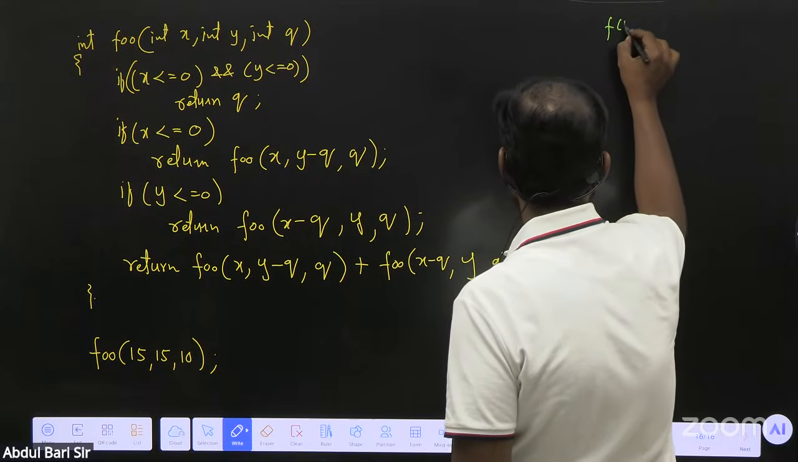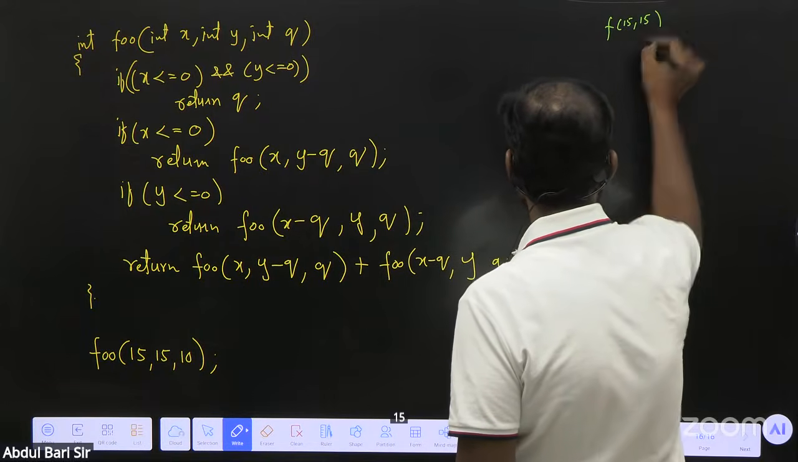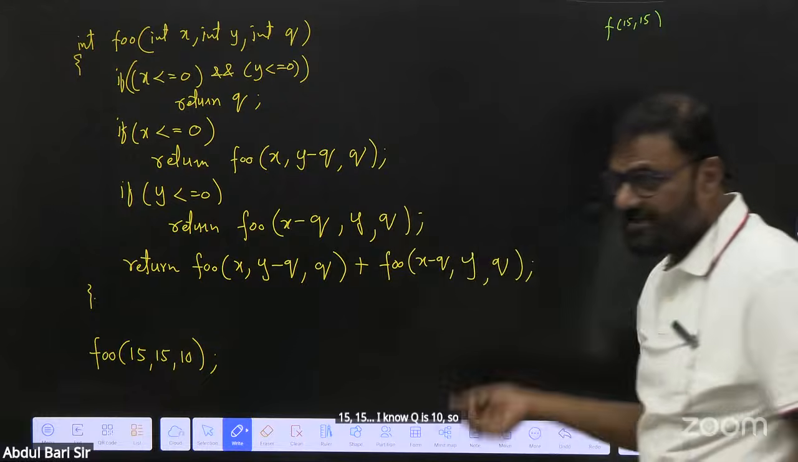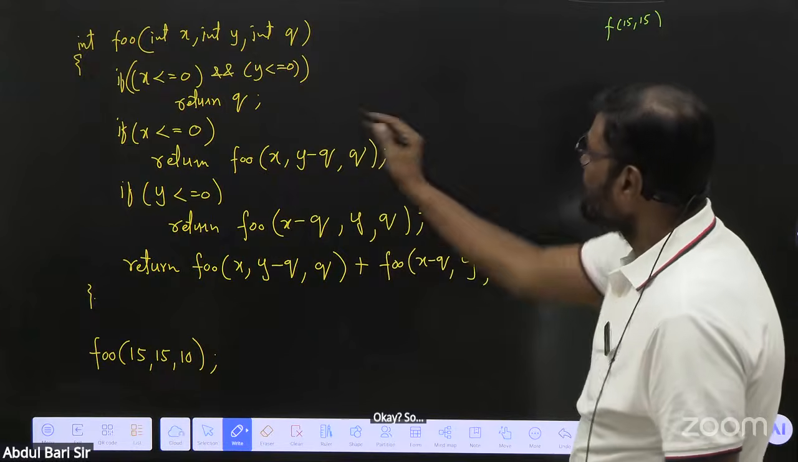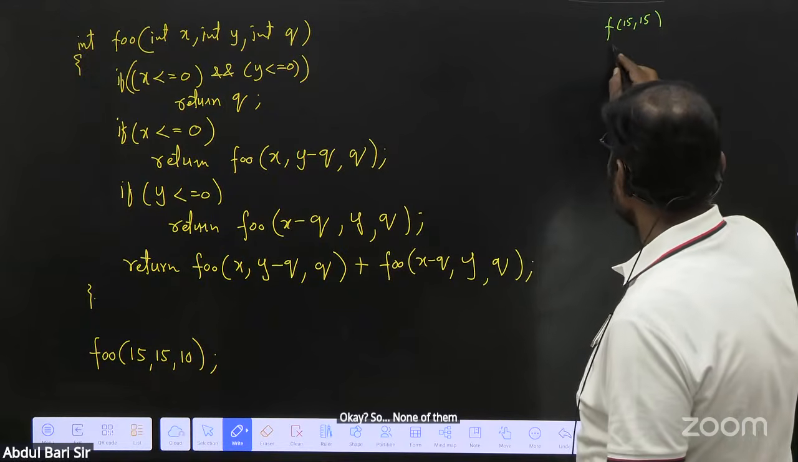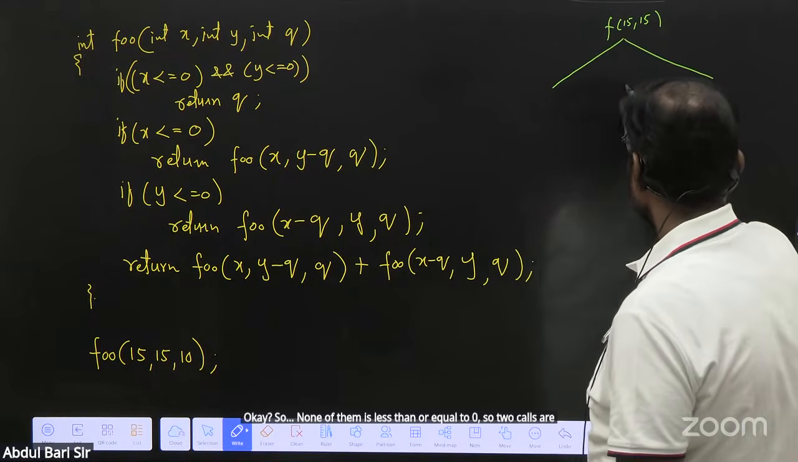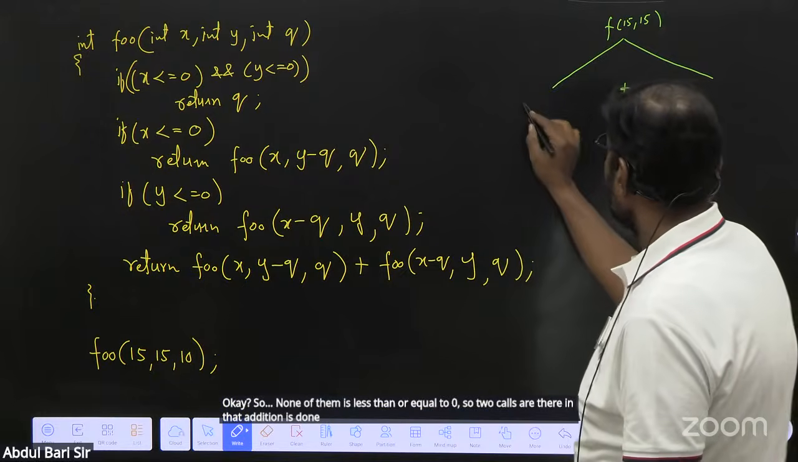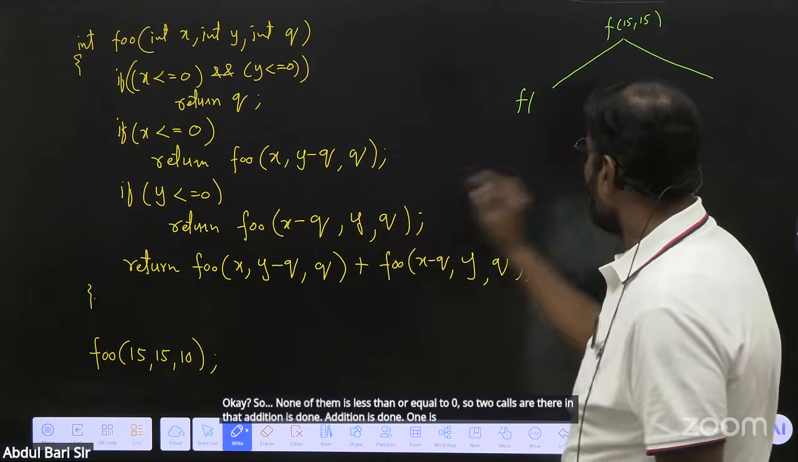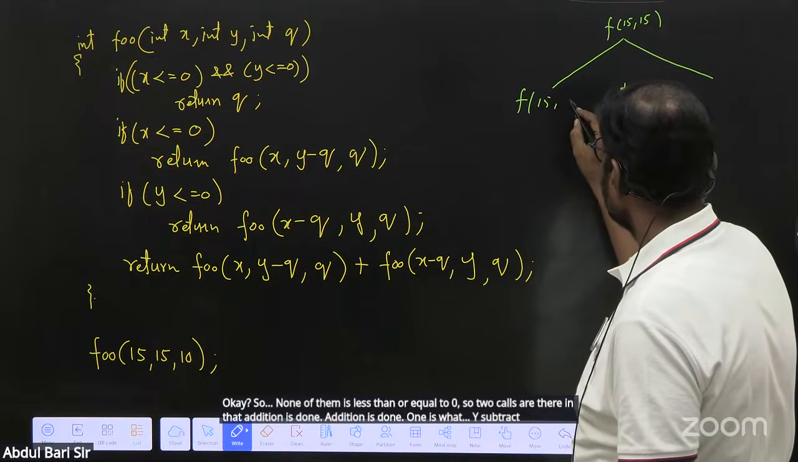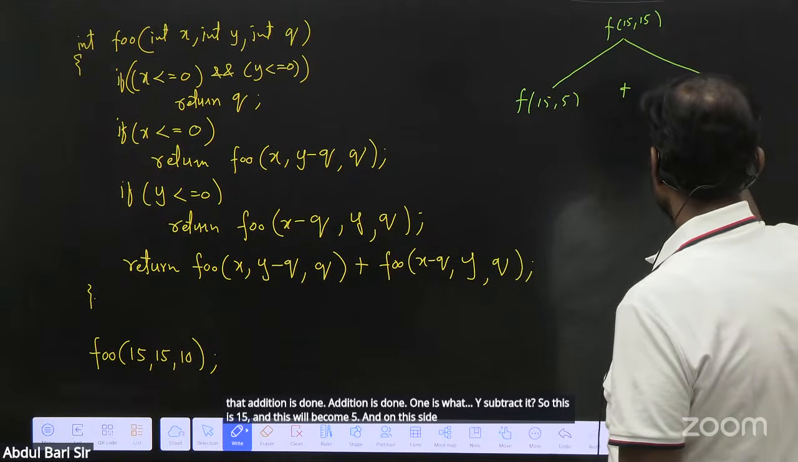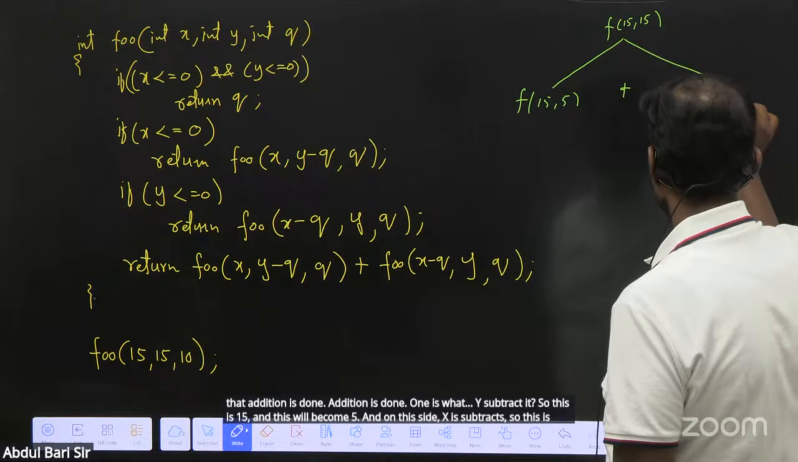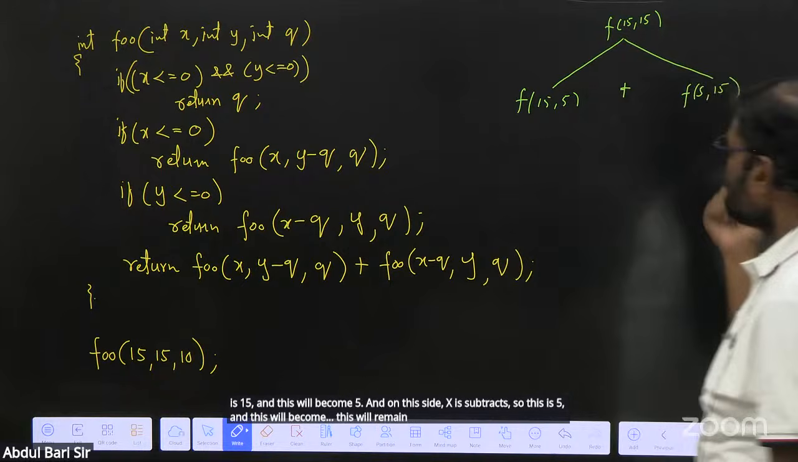f of 15, 15. I know q is 10, so I will not pass every time. I will not write 10. Okay. So none of them is less than or equal to 0. So two calls are there. In that, addition is done. One is what? Y is subtracted. So this is 15 and this will become 5. And on this side, x is subtracted. So this is 5 and this will remain 15. And q is 10, 10 only.